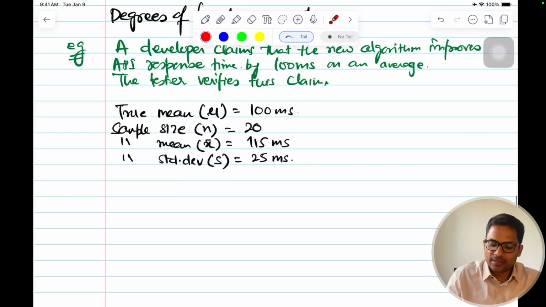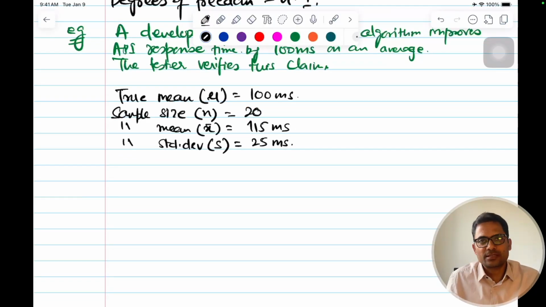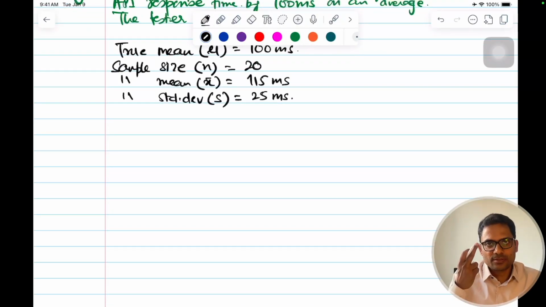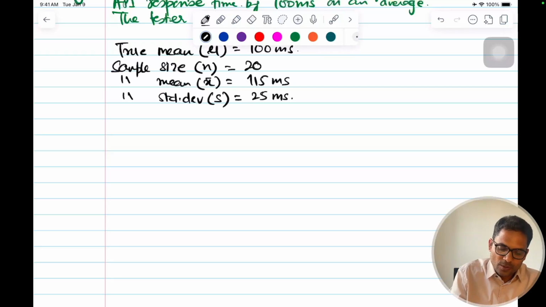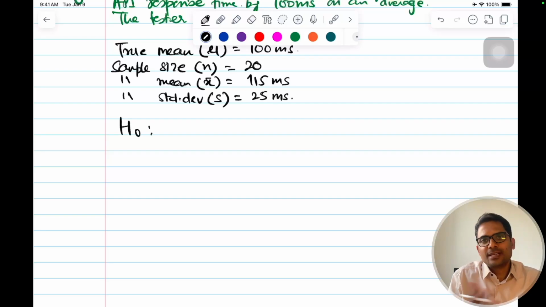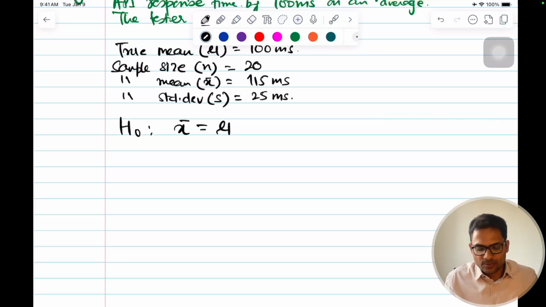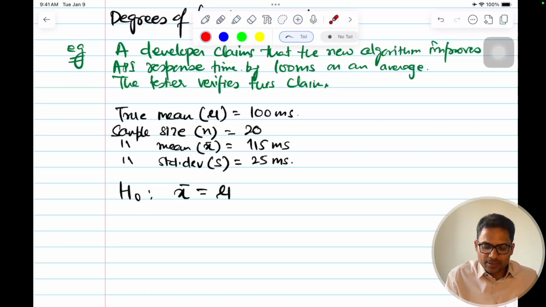And now let's verify the claim using the standard hypothesis testing framework. So first of all, what is the first step? We make our null hypothesis, and we declare what is the null hypothesis and the alternate hypothesis. So what is our H0 here? H0 is always that everything is same. So H0 is that your sample mean is equal to the known mean. So nothing has changed, everything is same. So you accept that. This is 100 millisecond.